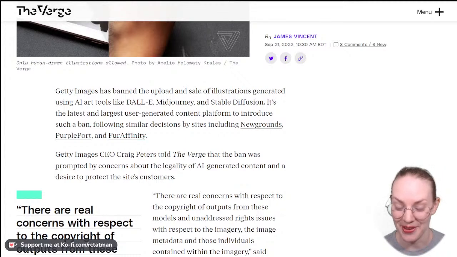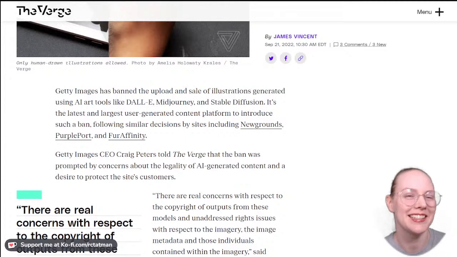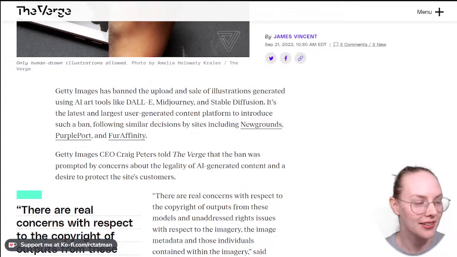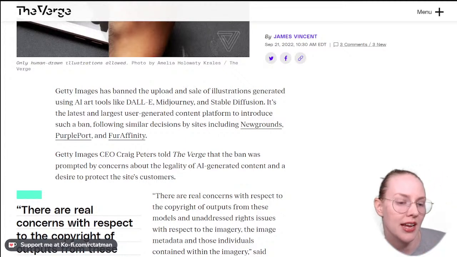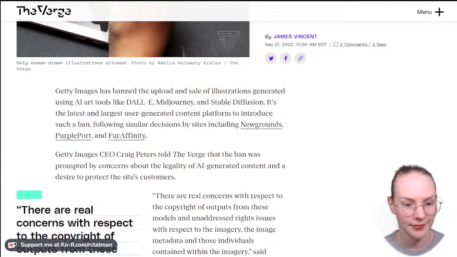I had heard about the Fur Affinity one, actually. If you're not familiar with the site, Fur Affinity is I guess a social media platform for the furry community, and they banned the sale of generated images because in that community, supporting artists is apparently very important, and they thought that it would hurt artists. So there you go.